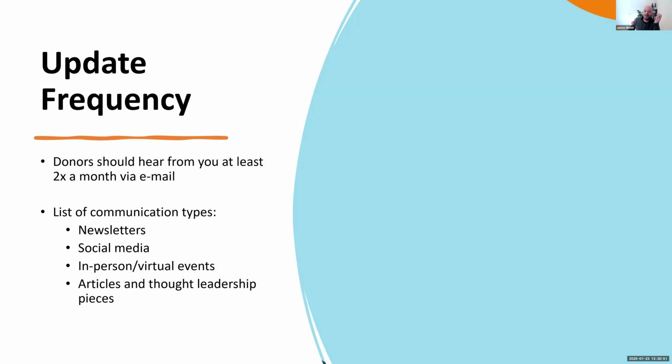So I say at a minimum, your donors should hear from you at least 2 times a month via email. These can be newsletters. They can be all the content types we talked about: thought leadership pieces, impact stories, behind the scenes glimpses. They should be seeing you on social media. You should be inviting them to in-person or virtual events. They should be hearing from you a minimum of twice a month.